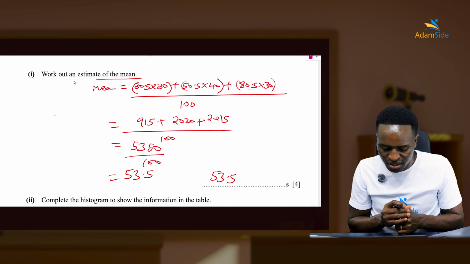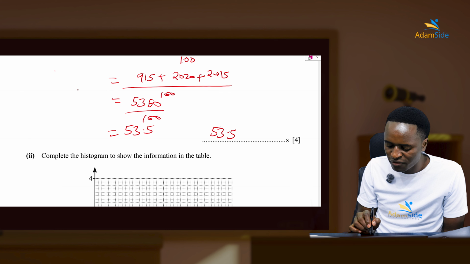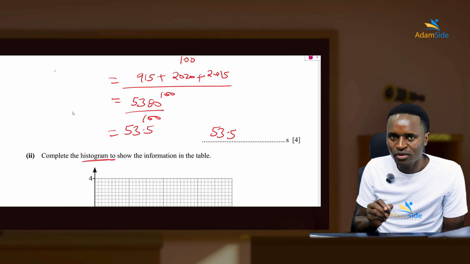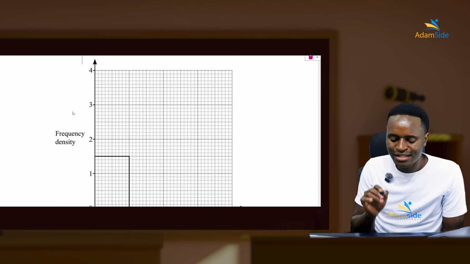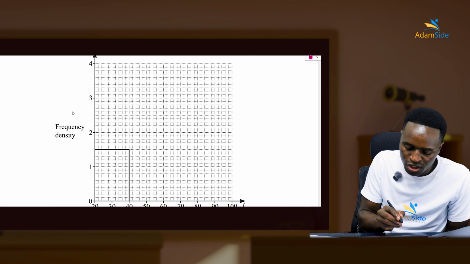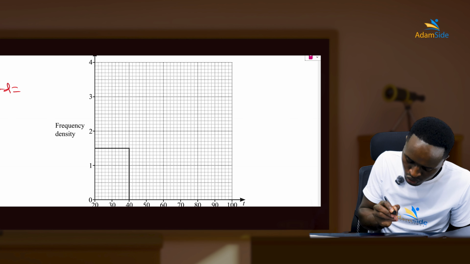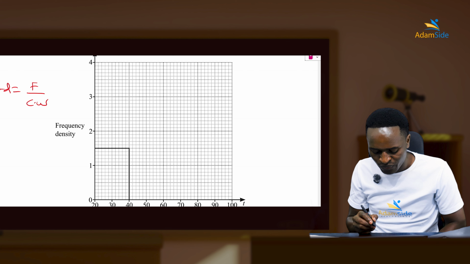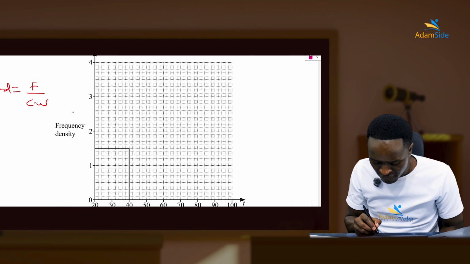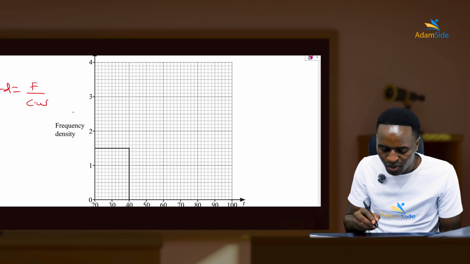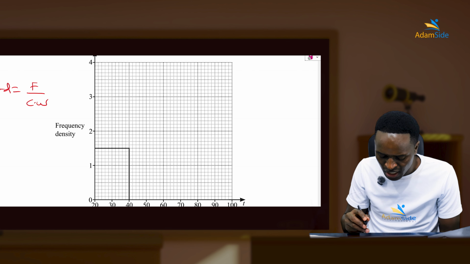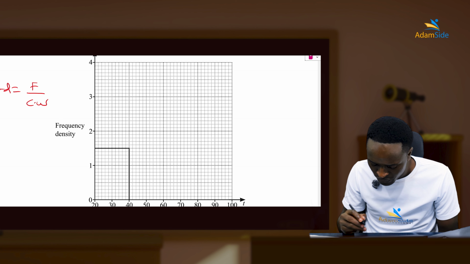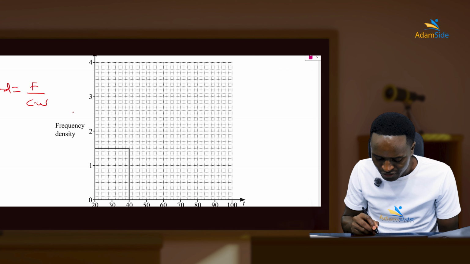Work out an estimate of the mean. And then we say, complete the histogram to show the information in the table. To complete the histogram, we need the knowledge of frequency density. We know frequency density is equal to frequency divided by class width. So what's our frequency here? The first one is 20 to 40, so we are going to use time t as 40.